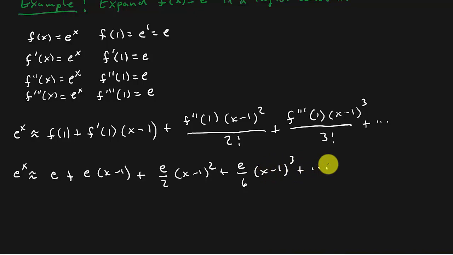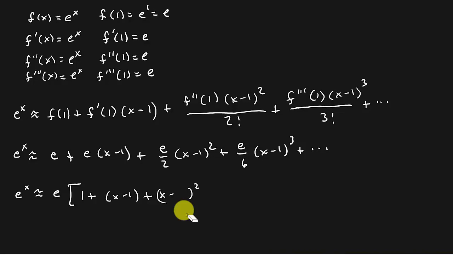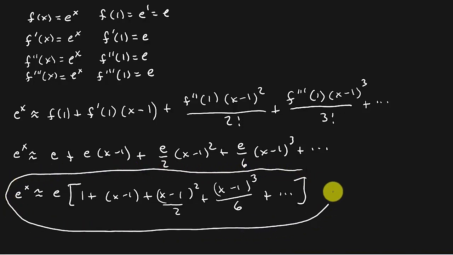And then what we can do here is we can write e to the x is, and what I'm going to do is factor out a common factor of e. So that's e times 1 plus x minus 1 plus x minus 1 squared over 2 plus x minus 1 cubed over 6 plus, and then this would be your answer. Okay?